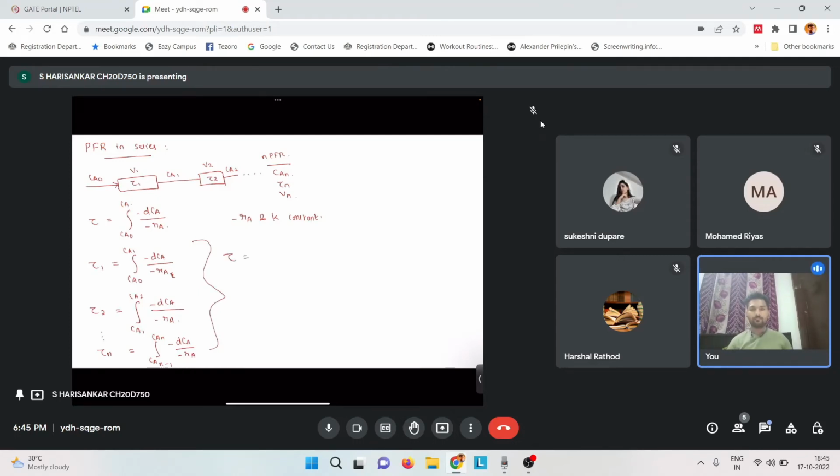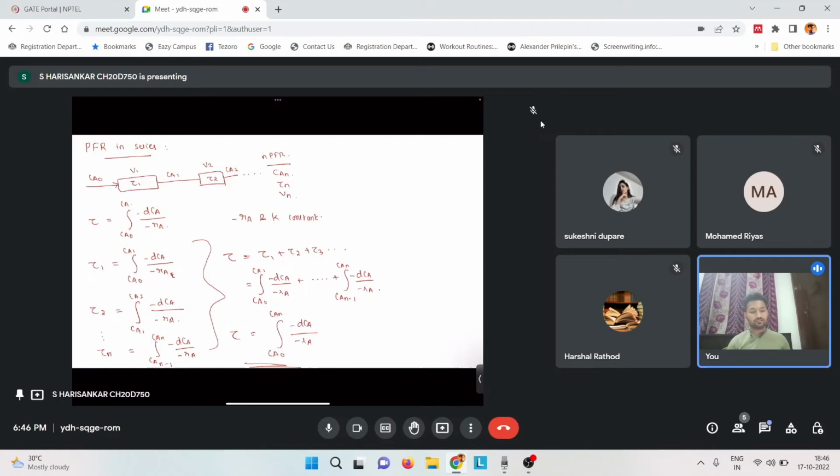If you write the sum, tau is equal to tau 1 plus tau 2 plus tau 3 plus etc., which will give you your total residence time. That is the integral from CA0 to CA1 of dCA by minus RA, plus it goes on till CAn minus 1 to CAn of minus dCA by minus RA. So this is basically the integral from CA0 to CAn of minus dCA by minus RA. I hope you guys are getting the significance.